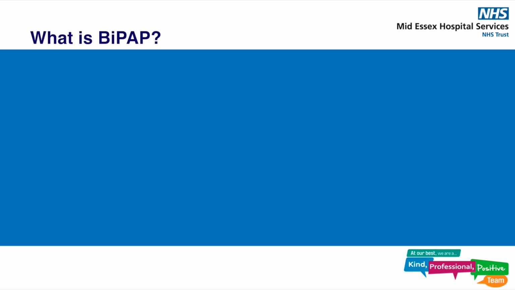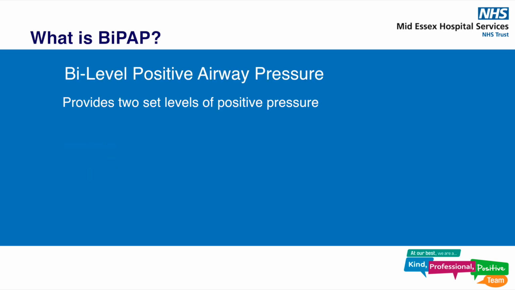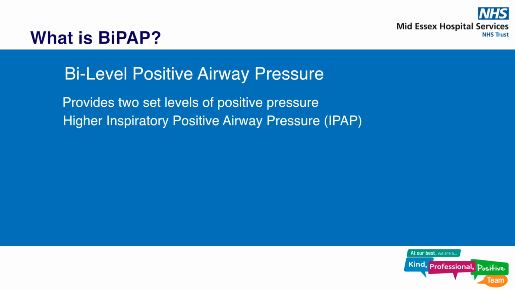What is BiPAP? Bi-level positive airway pressure. This provides two set levels of positive pressure: one higher inspiratory positive airway pressure, referred to as IPAP, and one lower expiratory positive airway pressure, referred to as EPAP.